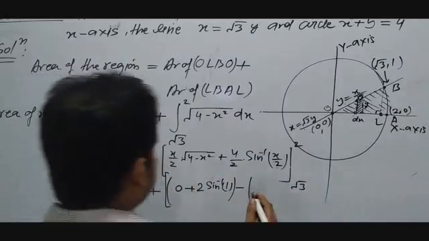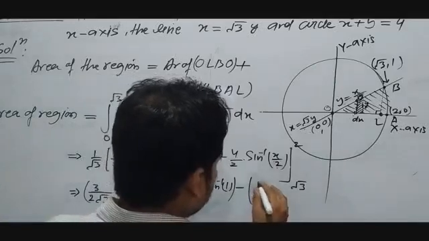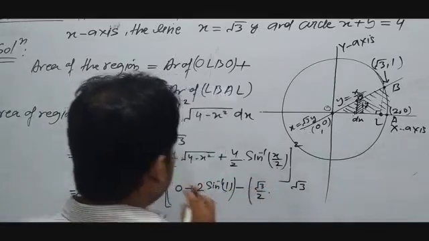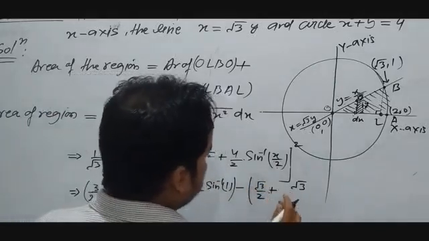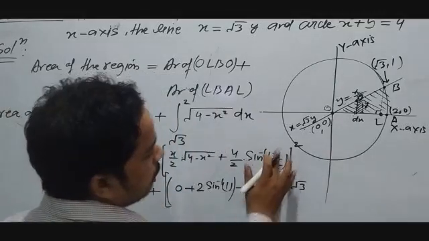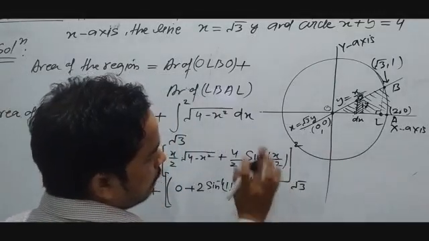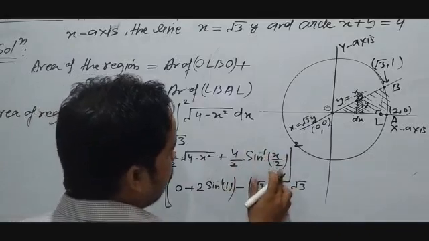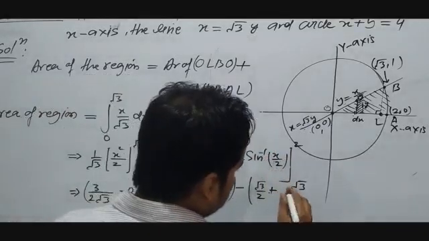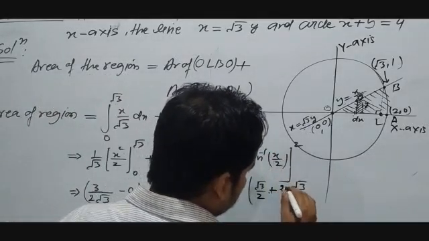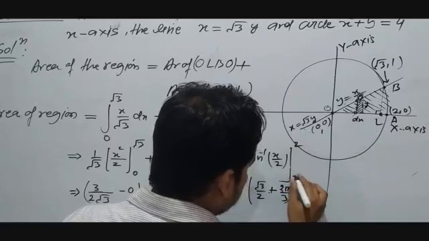You will get root 3 by 2 and plus root 3 is here, so root 3 by 2. Root 3 by 2 means sin pi by 3. So pi by 3 will be here. 2 times pi by 3 means 2 pi by 3. 2 pi by 3 closed.